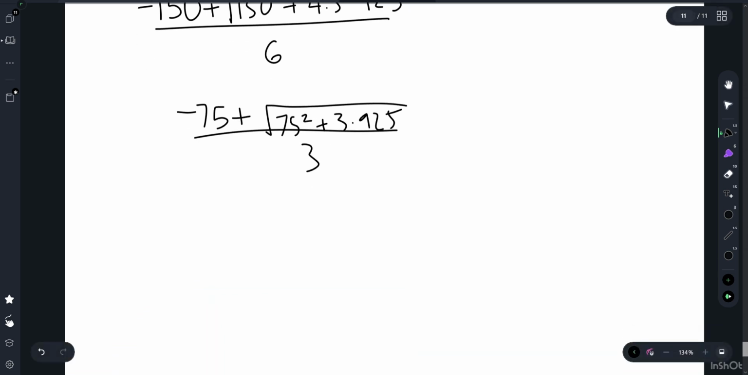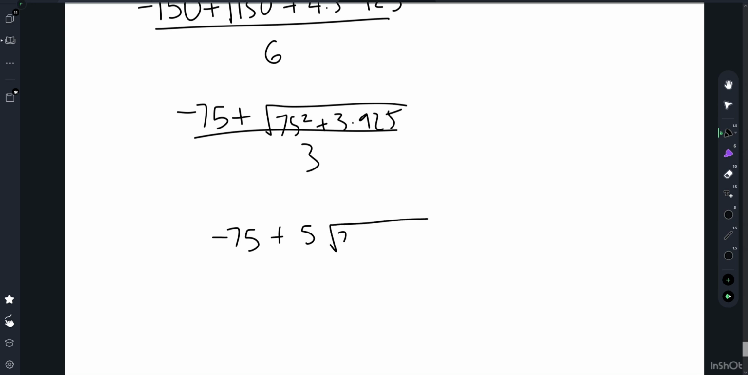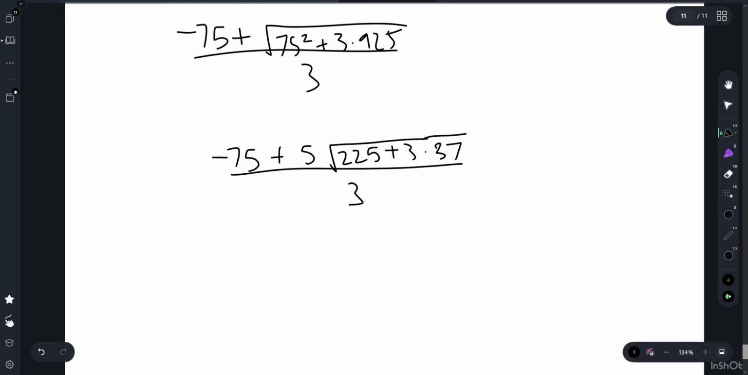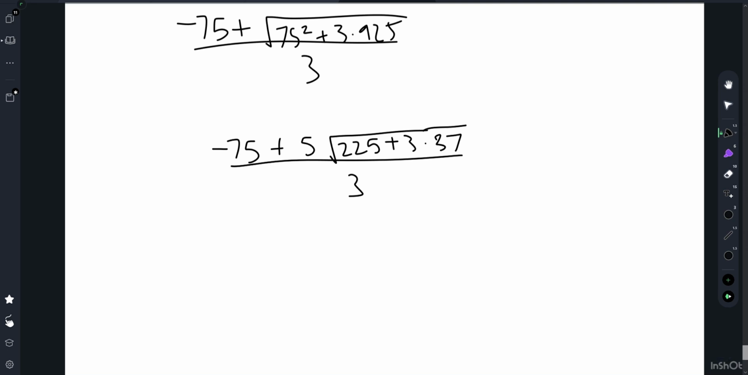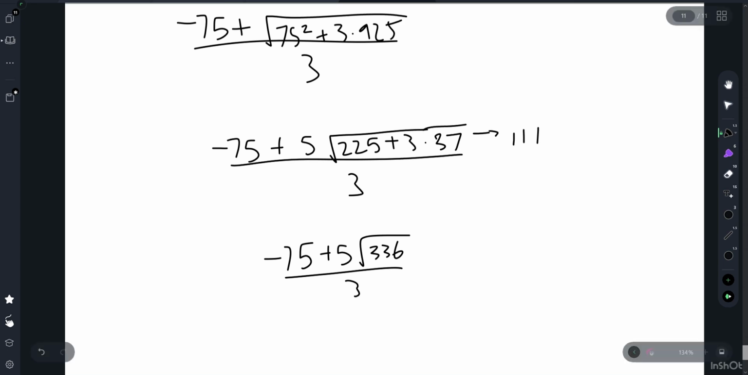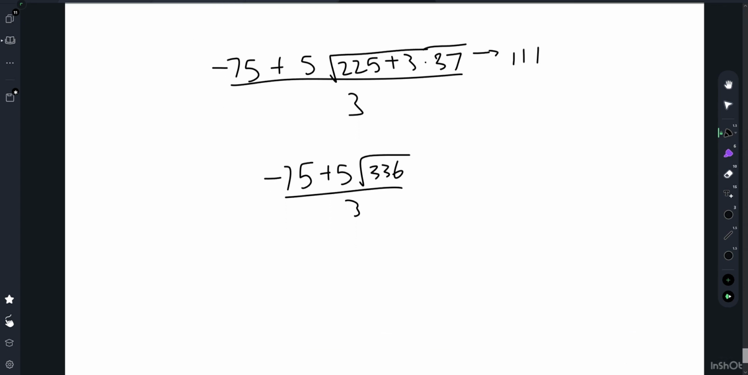Now let's factor out a 5 from the square root. Negative 75 plus 5 root of 225 plus 3 times 925 divided by 25, which is 37, all over 3. So now 3 times 37 is 111, and adding this together is 336. So negative 75 plus 5 root 336 over 3. Now we know that 336 is equal to 16 times 21, so we can factor out a 4.